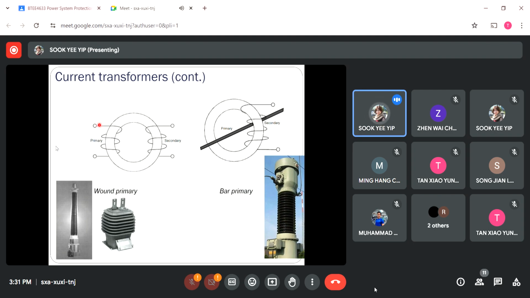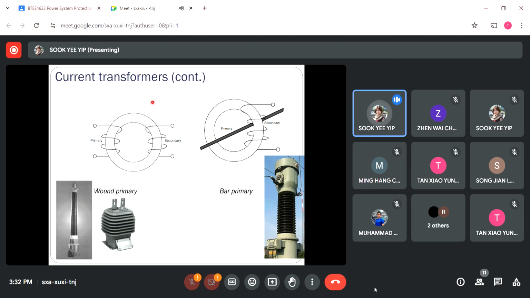so that it can withstand the high primary current flow, seeing as it is connected in series with the power line. If we compare the secondary winding with the primary winding, you will notice that the size of the wire in the secondary winding is actually much thinner compared to the primary winding because it has been stepped down, so it will deal with much smaller current magnitudes.